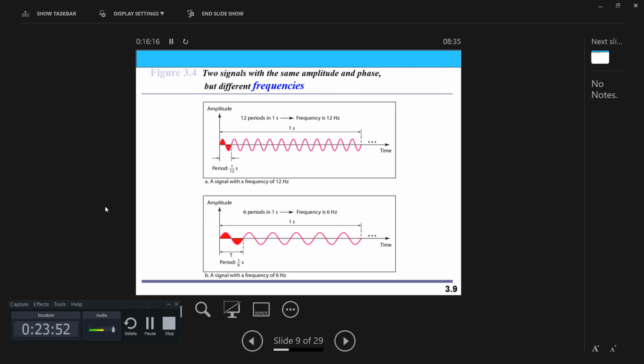Now, the definition of the frequency is the number of periods inside 1 second. In the first example, in 1 second we have 12 periods, so the frequency is 12 hertz. In the second, it's a little bit slower signal, so we completed 6 periods in 1 second. It means the frequency is 6 hertz. And inversely, the period is 1 over the frequency, so the period is 1 over 6 seconds. So if we have the period, we can calculate the frequency. If we have the frequency, we can calculate the period.